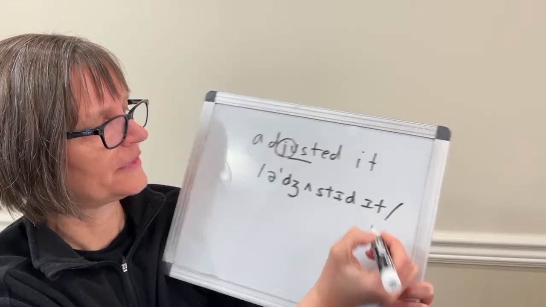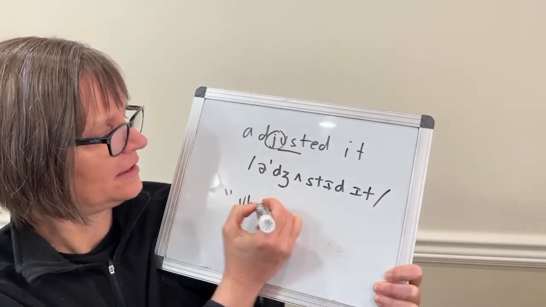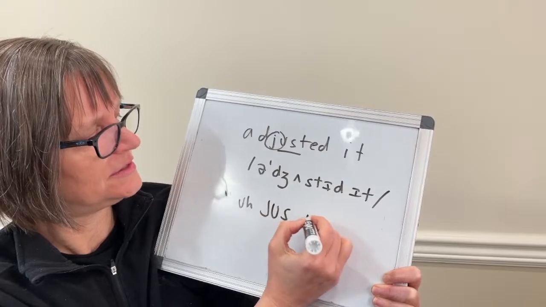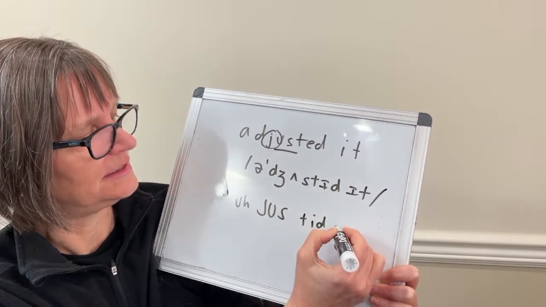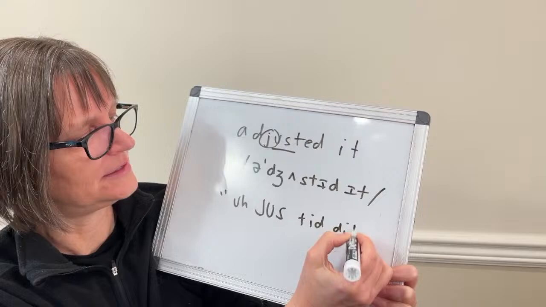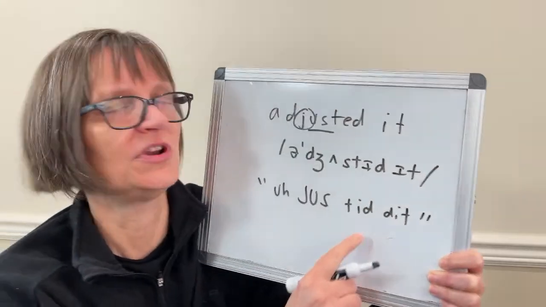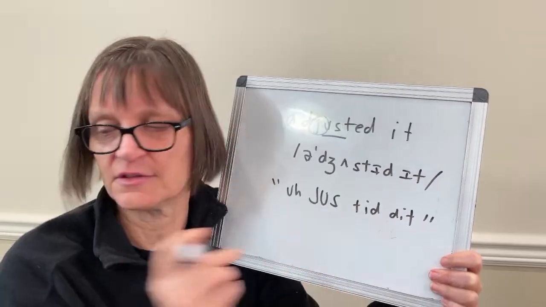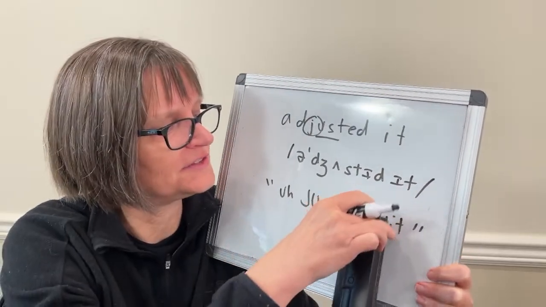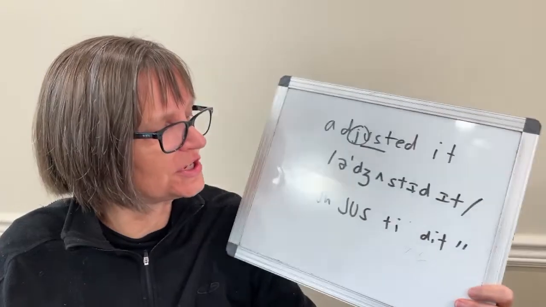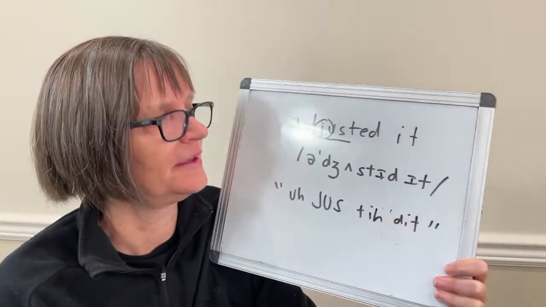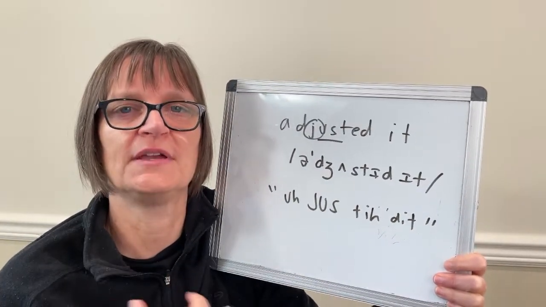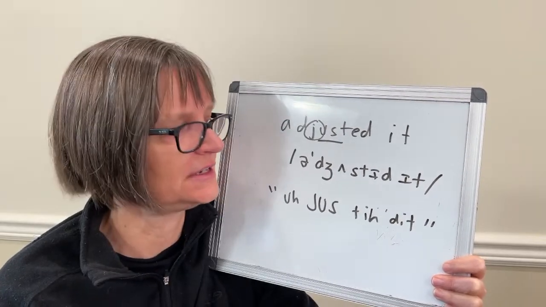"Adjusted it." All right, so it'll sound like "adjusted it." We don't really need two D's here, but just to help you recognize the D, I guess I'll write that as an I sound. "Adjusted it." So I'd like to adjust. We adjusted it.